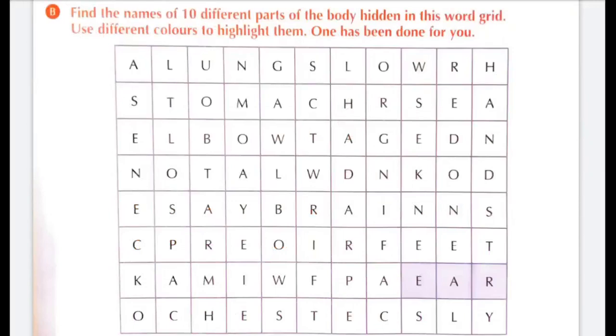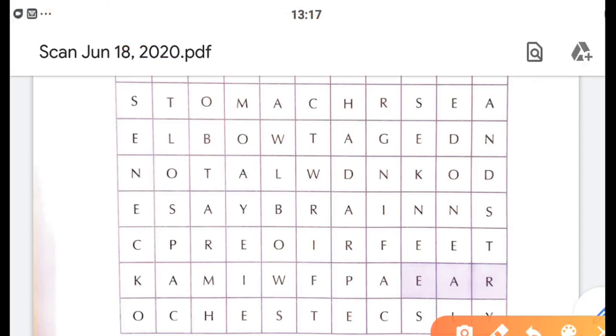Now move on to the next exercise, that is B. Find the names of 10 different parts of the body hidden in this word grid. Use different colors to highlight them. One has been done for you. So here you have to find the names of 10 different parts of the body which are hidden in this word grid. One has already been done for you, that is ear.